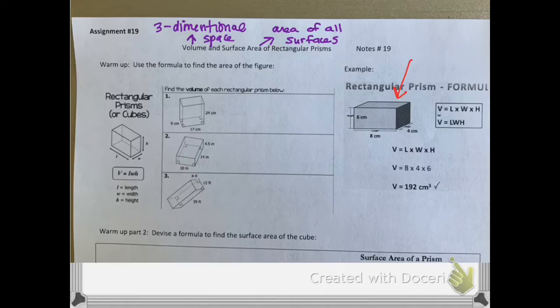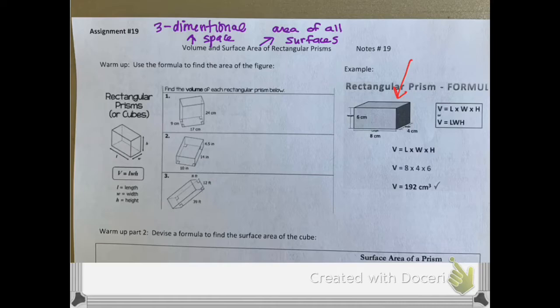So volume is how much space it takes up, as if you were filling this with water. And then the surface area is the area of all of the surfaces. Since this rectangular prism has six different faces, you would have to find the area of all six different sides, as if you were wrapping a present. So you would need to know how much wrapping paper you would need to cover all of the six surfaces.